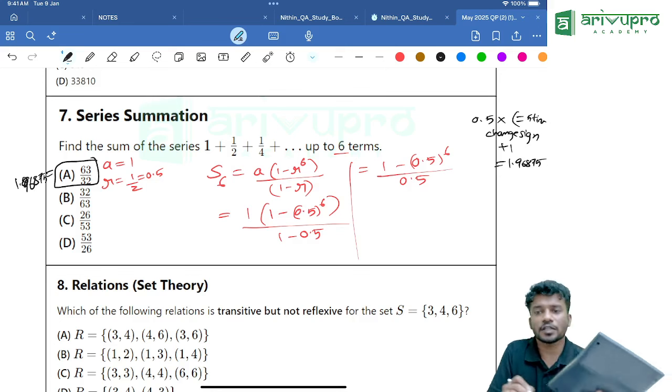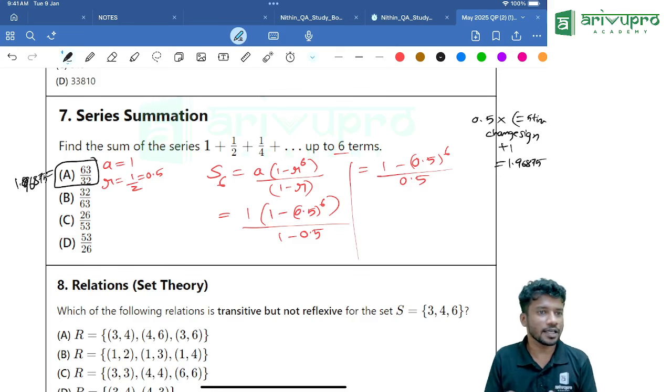1.96875. You understood the option hitting method using this? Rather than finding the LCM and all, if you are having trouble with the LCM, always do this method. This is the easiest method. Okay.